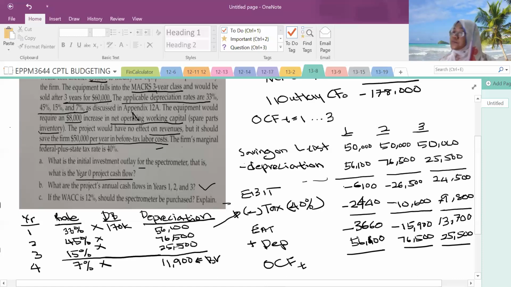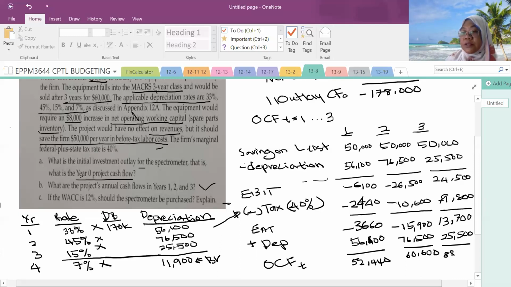Okay, so I'll just give you the final answer. It will have 52,440 in the first year, 60,600 in the second year, and 88,960. Where do we get the 60 here? Please check that later. All right, so, oh my God, is there something wrong here? Let me recalculate, please.